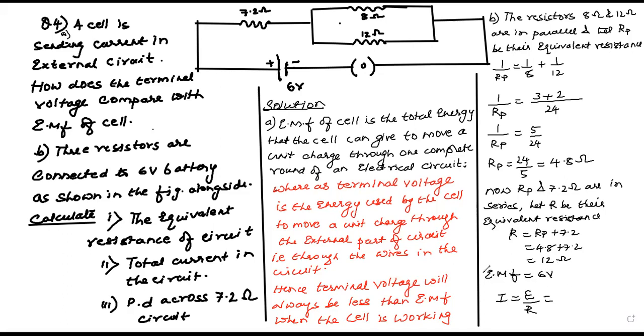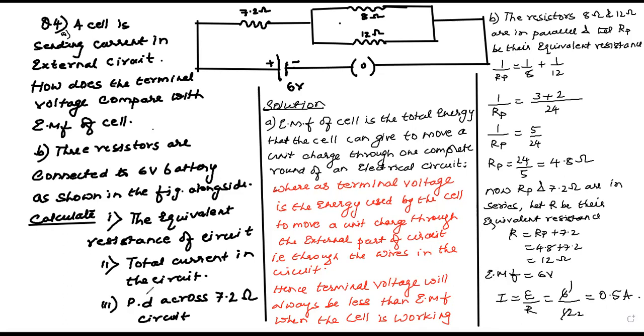Now, E is how many, children? This E is EMF, 6, upon the total resistance, which is 12. So how much do you get, children? 6 ones are 6, 6 twos are 12. So 0.5 ampere. What is the total current in the circuit, children? 0.5 ampere. This is the B part.